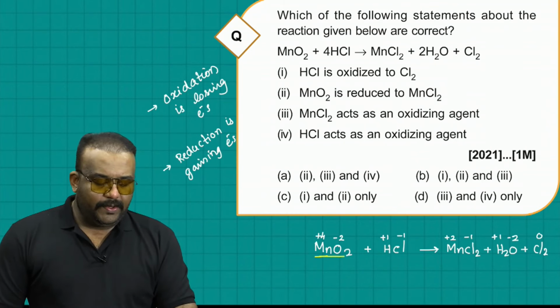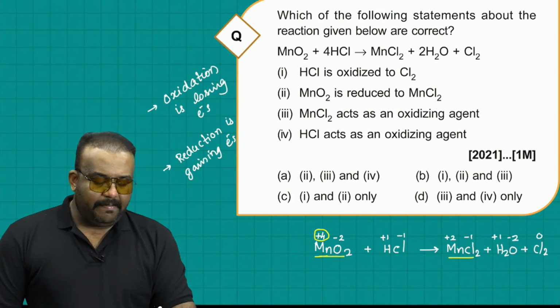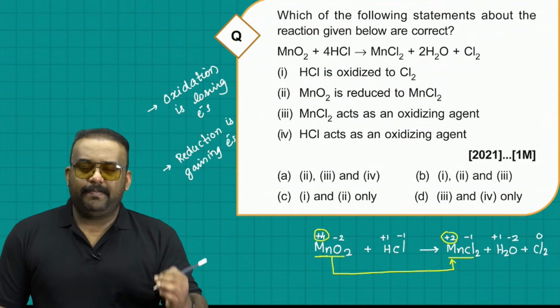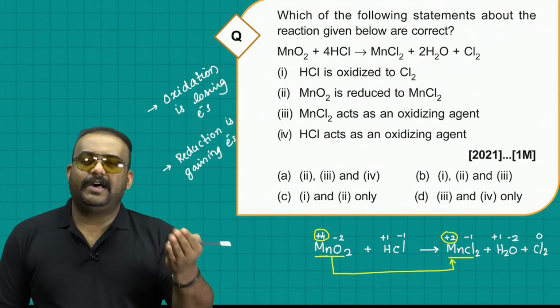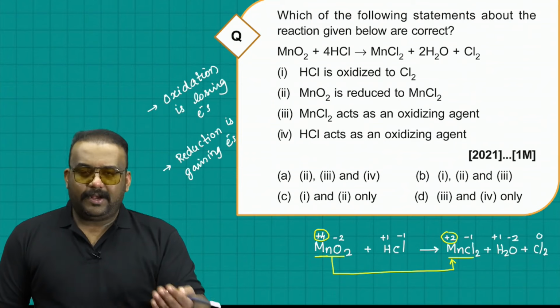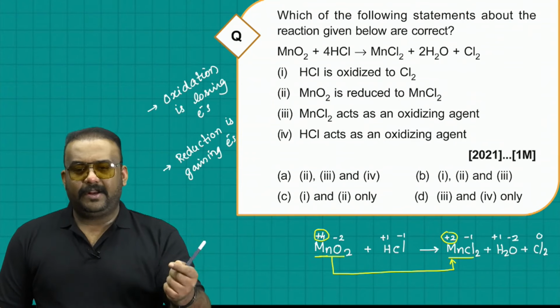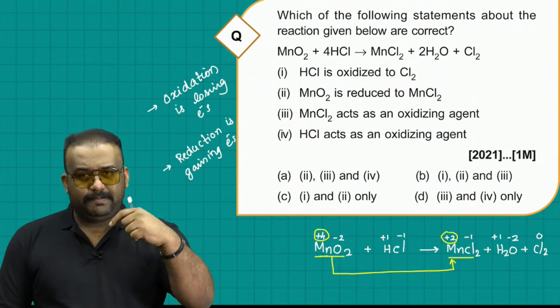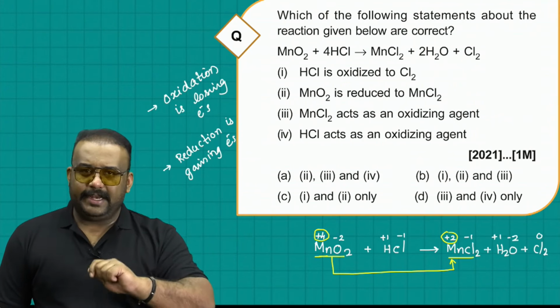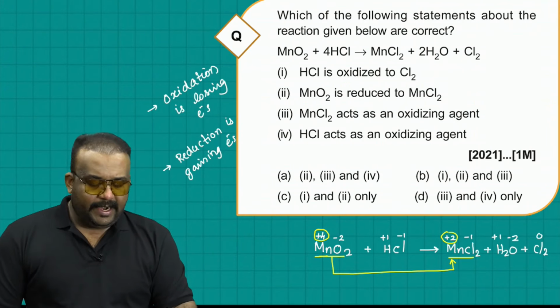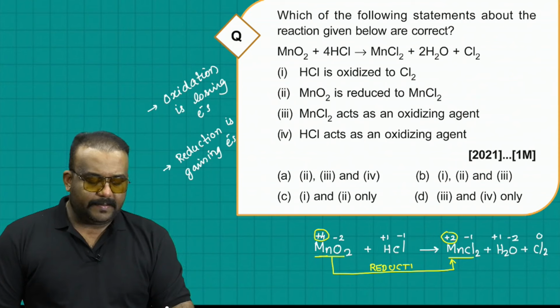You can see MnO2 and MnCl2. In that, the atom which is changing its oxidation state is Mn. Mn is changing from plus 4 to plus 2. Plus 4 to plus 2 is a process where electrons are added. Electrons are gained. You know that when an electron is added to a positive species, its positive charge will decrease. So since reduction is gaining of electrons, we can say this process is reduction.